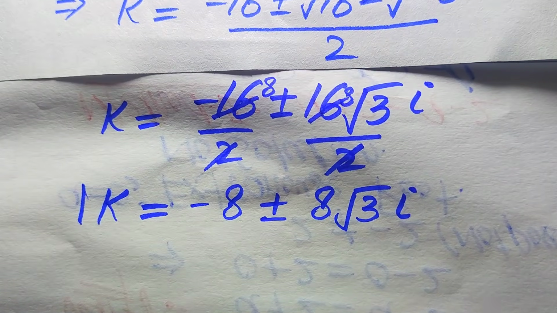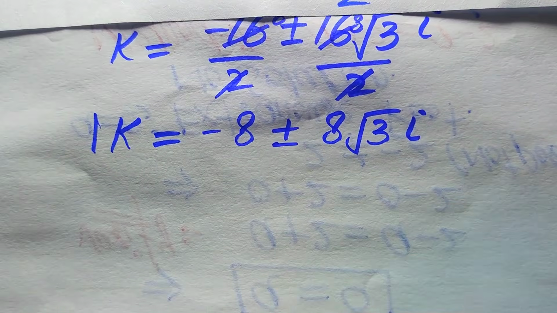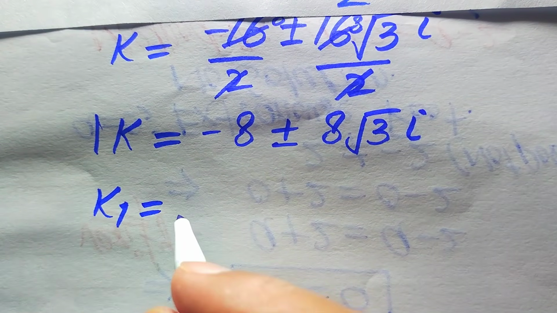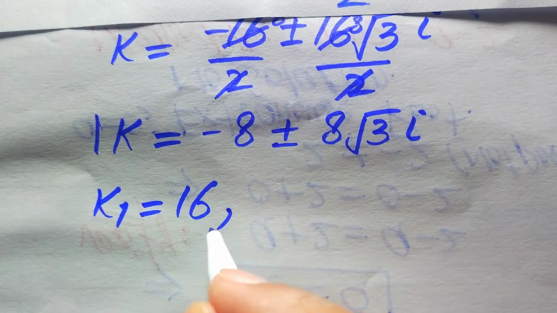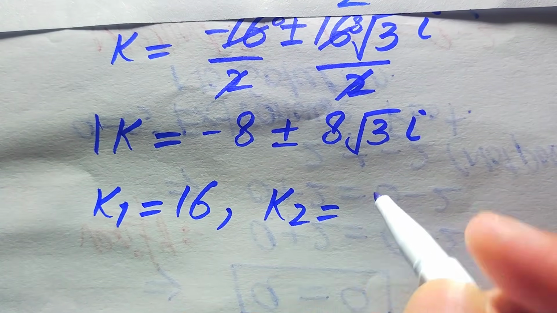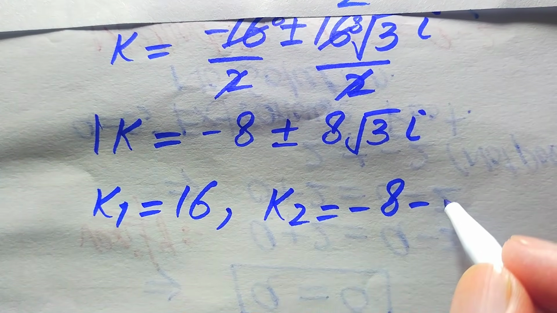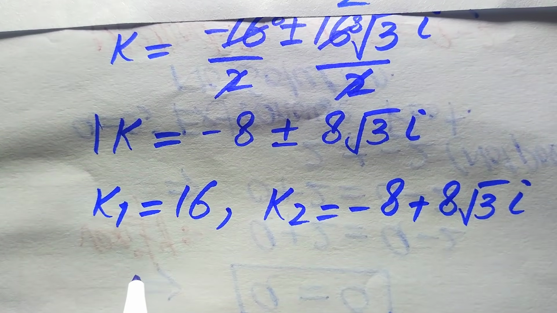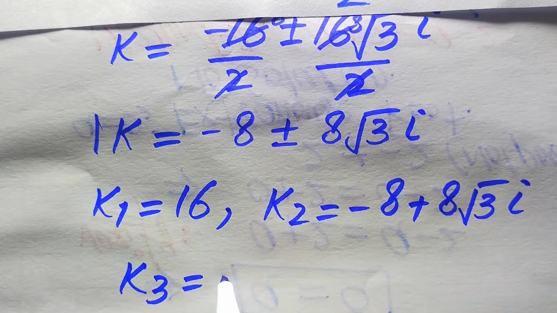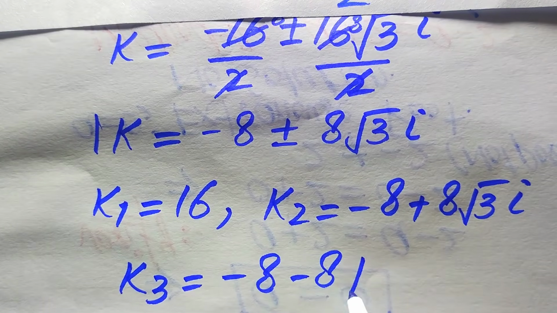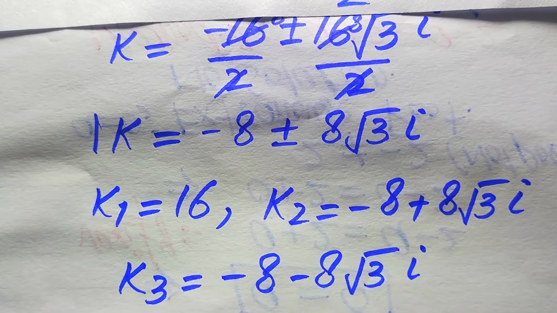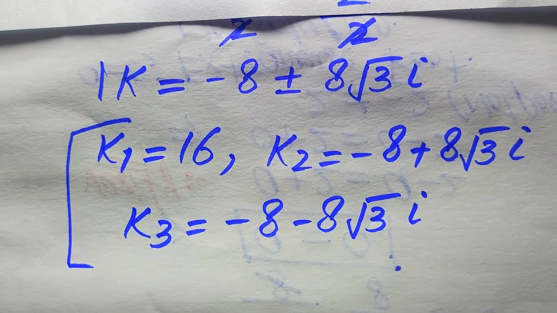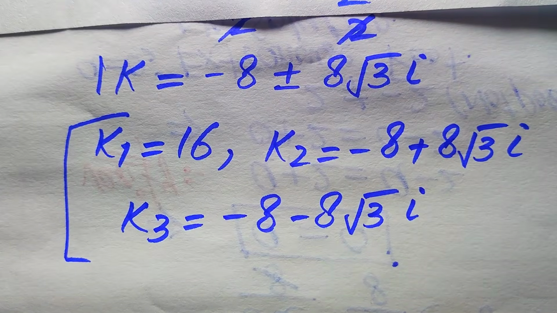So these are the two complex roots of the given equation, and finally there are three roots of the given equation, in which the first root is the real root, that is k1 equals 16. The second root is a complex root, it is minus 8 plus 8 times square root of 3 iota, and the third root is k3, which equals minus 8 minus 8 times square root of 3 into iota. These are the three final roots of the given equation, and this is our final answer of this question.